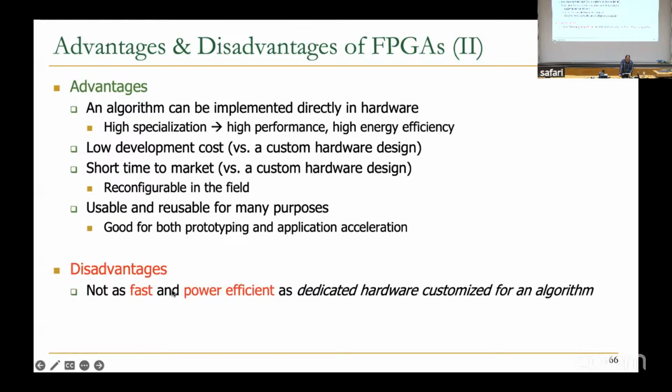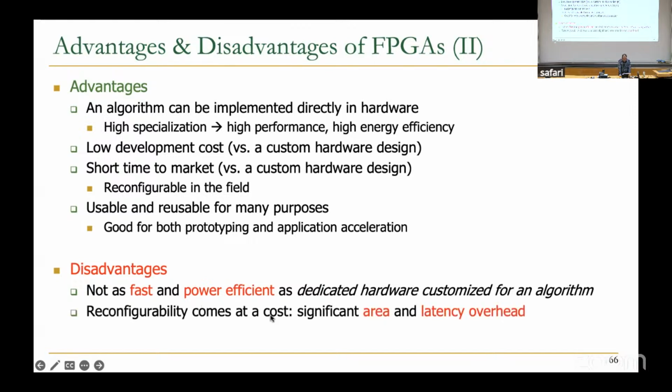But of course, they also have disadvantages. They are not as fast and power efficient as dedicated hardware customized for an algorithm. And reconfigurability comes at a cost: significant area and latency overhead, as well as, I would say, reliability overhead. There are all these switch blocks, and you are controlling all of them with some memories. So if something happened in that memory, for example, a 1 goes to 0 or the other way around, then the whole circuit can be wrong, right? So there are a lot of reliability issues that can happen in FPGAs, as well as other circuits, but that's also one of the very important things to know about FPGAs.